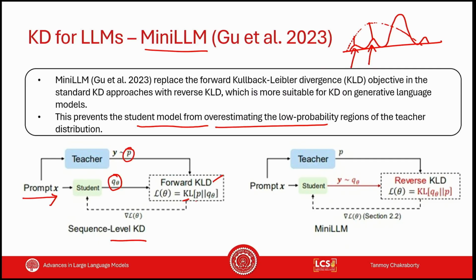So they analytically and empirically showed that if you use reverse KL divergence, which is KL divergence between Q and P, that would solve this problem, right? So you may end up learning a distribution like this. Like this. Okay.